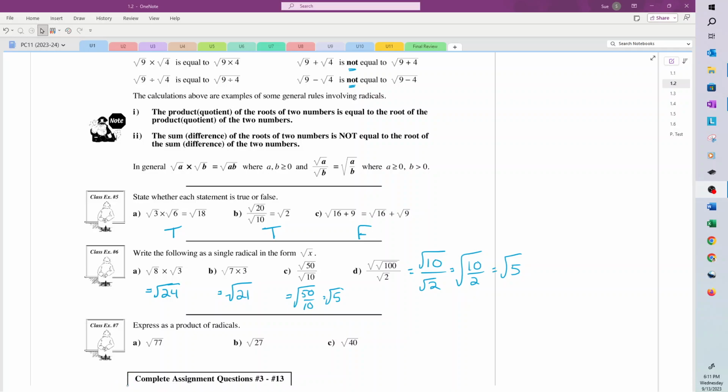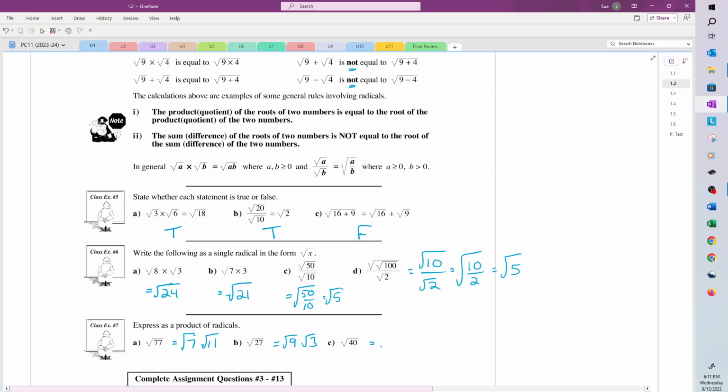And so for 77, there's only one way to do that. That's going to be the square root of 7 times the square root of 11, because that's the only factors that 77 has. For this one, you could do square root of 9 times the square root of 3, or the square root of 3 times the square root of 9. A couple of ways you can do that.